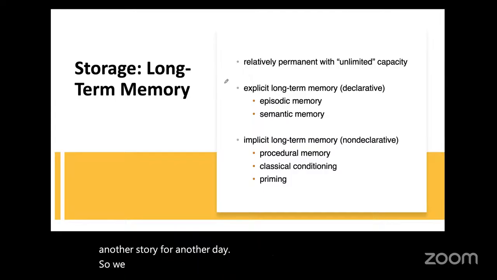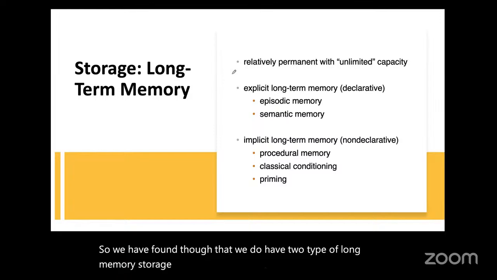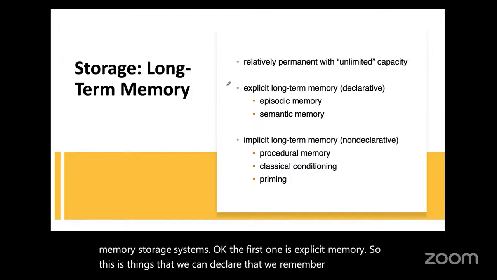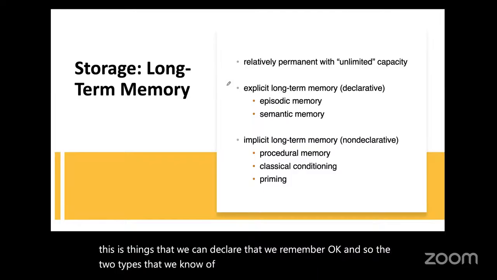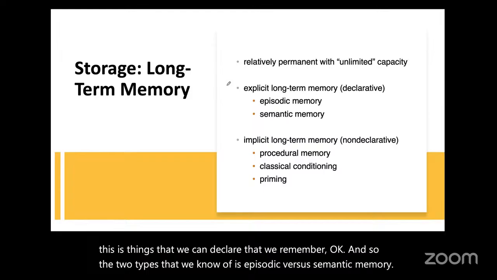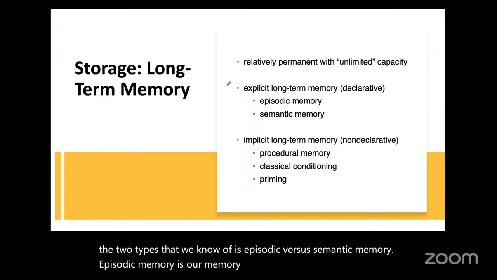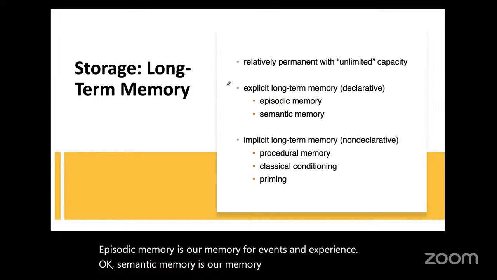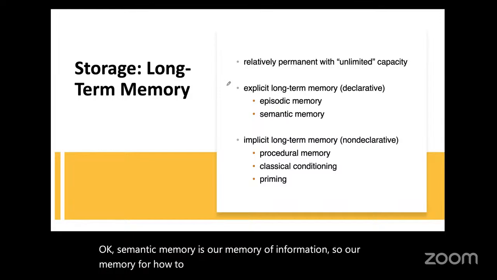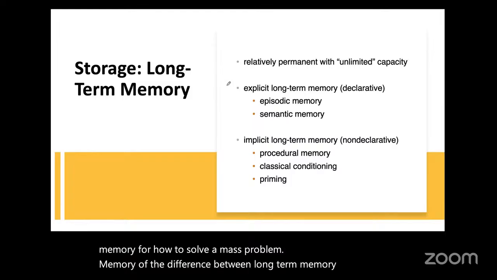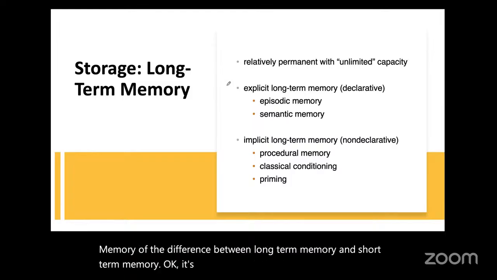So we have found, though, that we do have two types of long-term memory storage systems. The first one is explicit memory. So this is things that we can declare that we remember. The two types that we know of are episodic versus semantic memory. Episodic memory is our memory for events and experience. Semantic memory is our memory of information. So, our memory for how to solve a math problem, or memory of the difference between long-term memory and short-term memory. It's informational memory that we can recall.